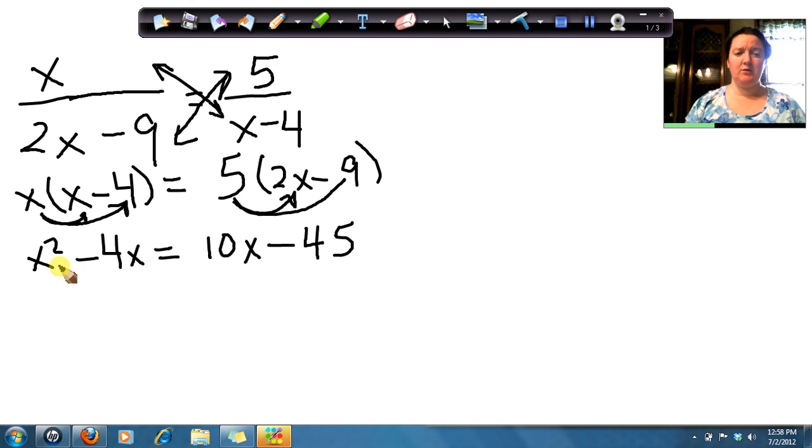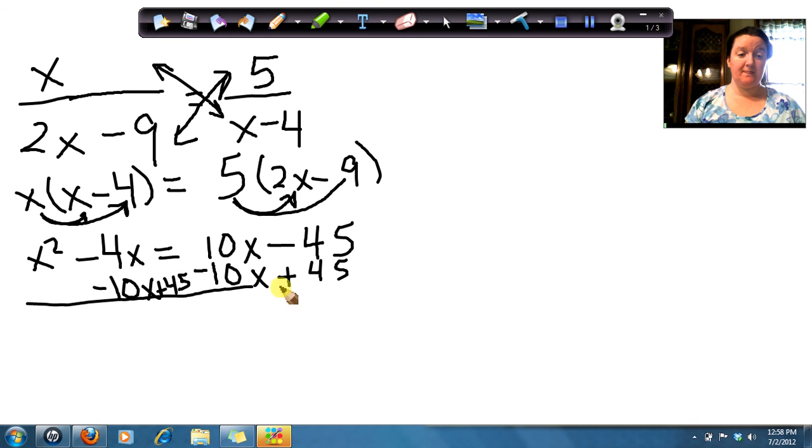Now I want to have everything on one side, so my x squared part is positive, or whatever letter I have squared is positive. That makes it easier to factor. So we're going to move this 10x to the other side by subtracting it. And we're going to move the 45 to the other side by adding it, plus 45. So now I have x squared minus 14x plus 45 equals 0.